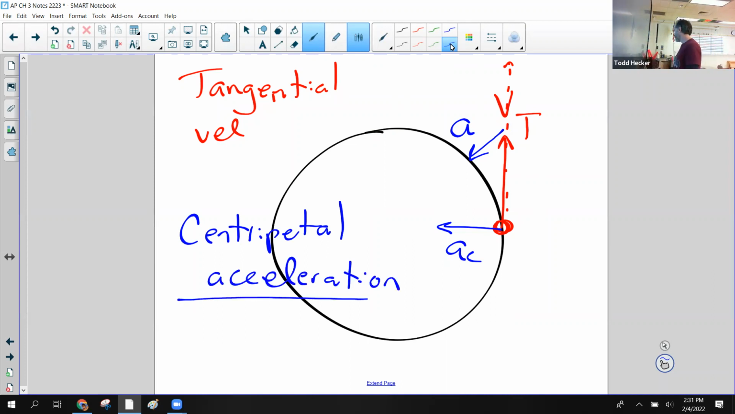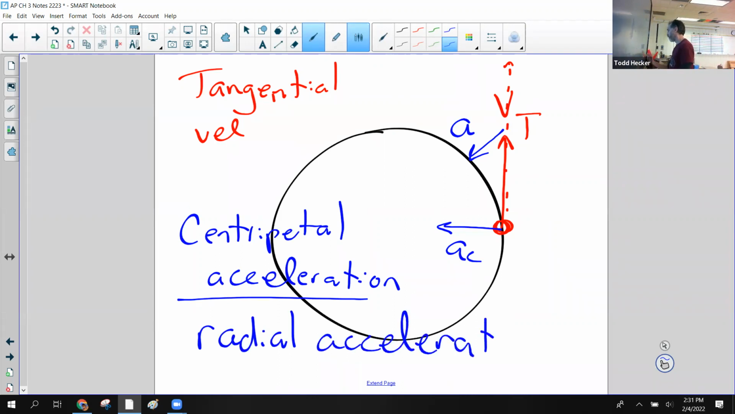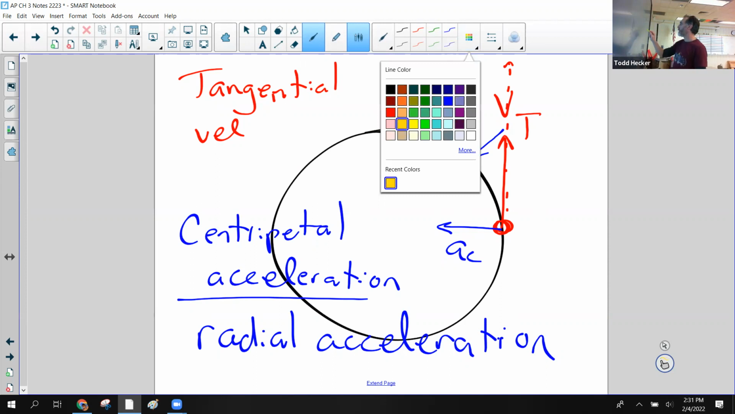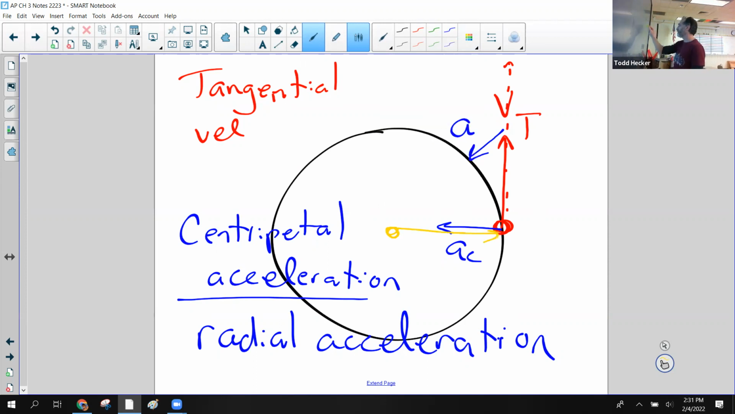Honestly, I think I talked about this a little bit in honors. I really kind of dislike the word centripetal. Sometimes you will see this called radial acceleration, which I honestly like better. I wish they used this word more. And the reason that it's called radial acceleration is because it points along the radius of the circle.